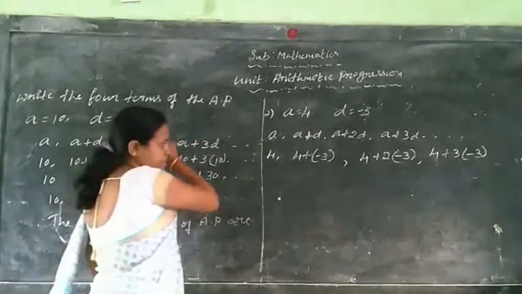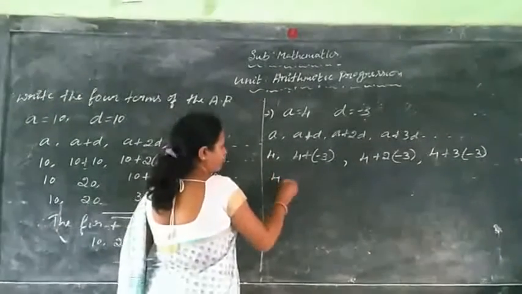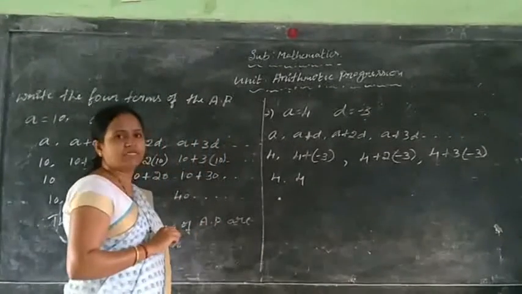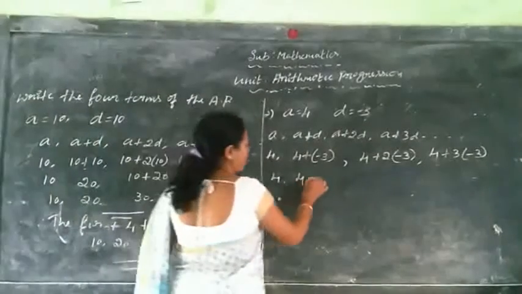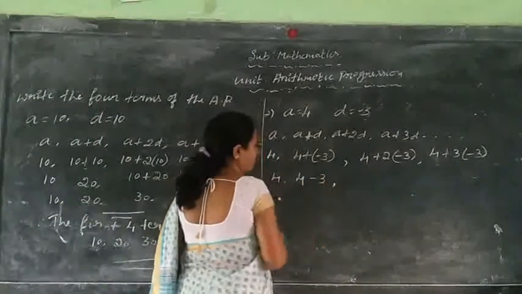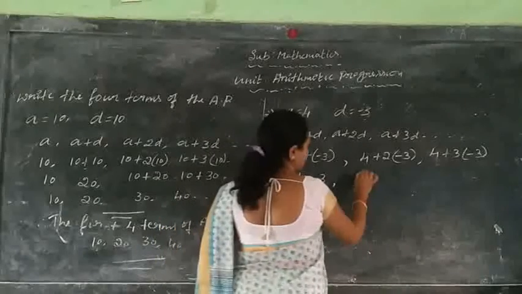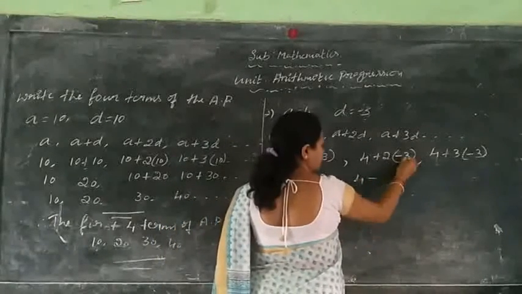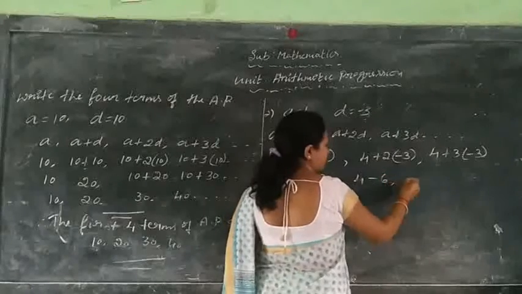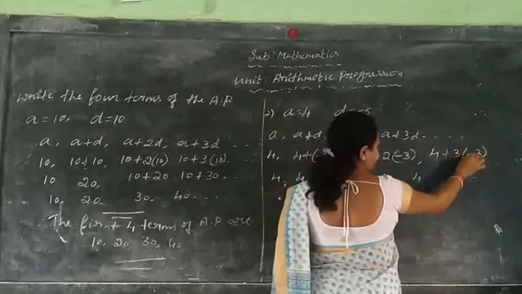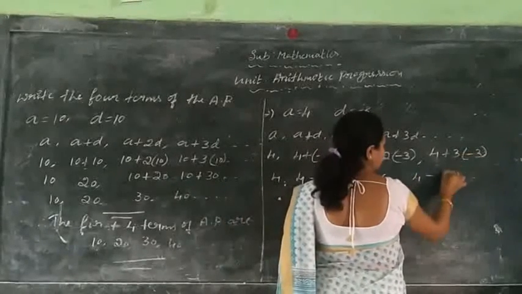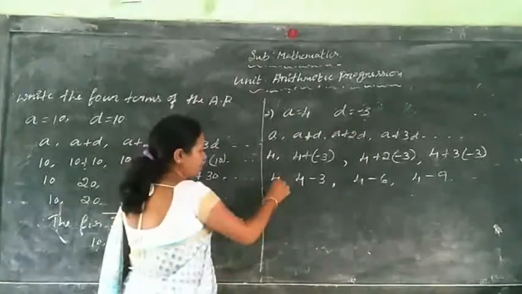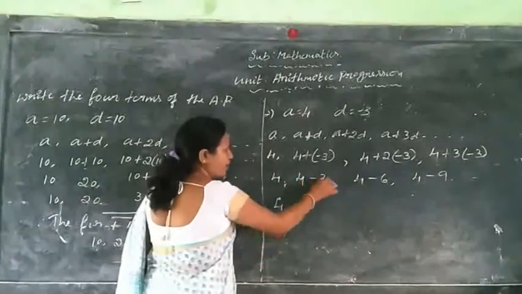Okay. Next, 4 plus into minus. What do we get? Plus into minus is minus. 4 minus 3. Next, 4 plus into minus 2 3s are 6. 4 plus into minus 3 3s are 9. Write down for answer is 4 minus 3, children.